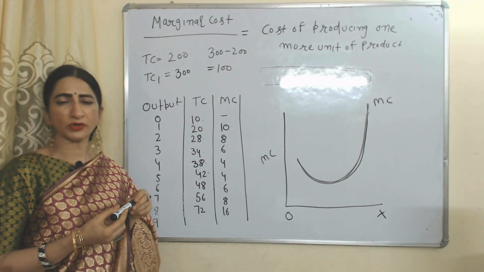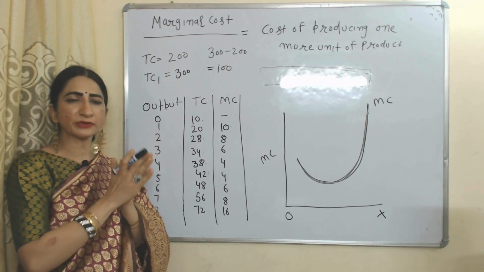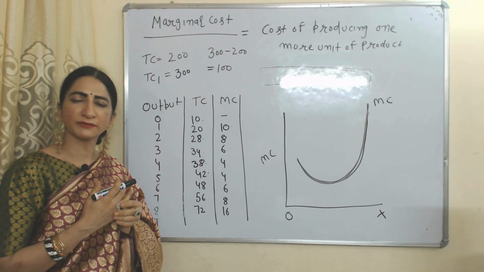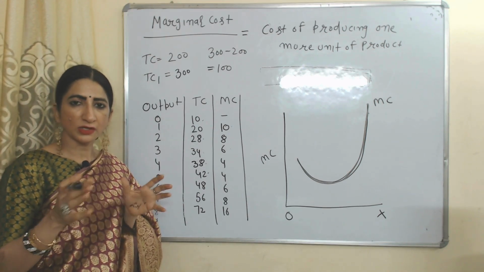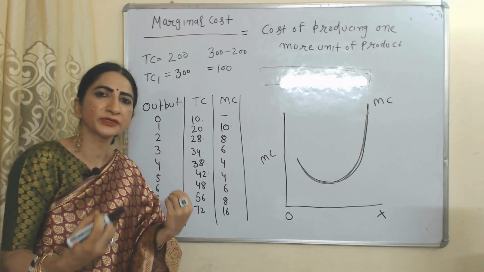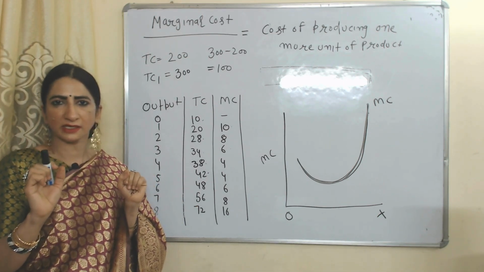Now we are going to talk about marginal cost. The cost of producing one more unit of product is called marginal cost.